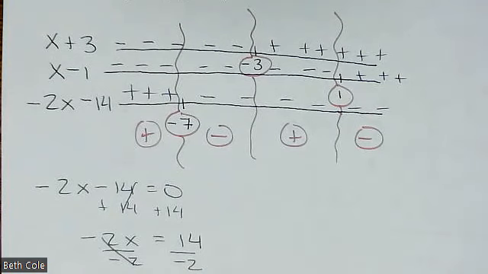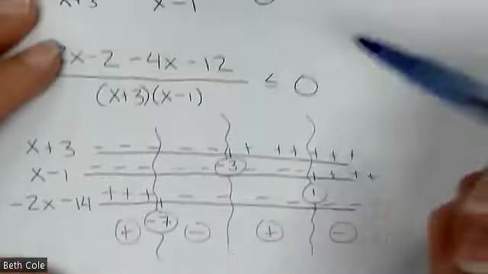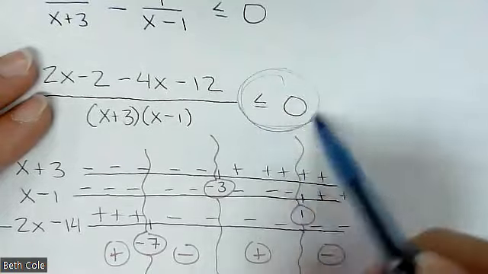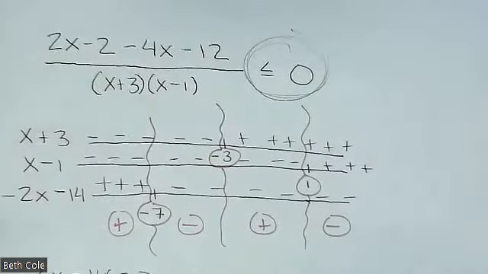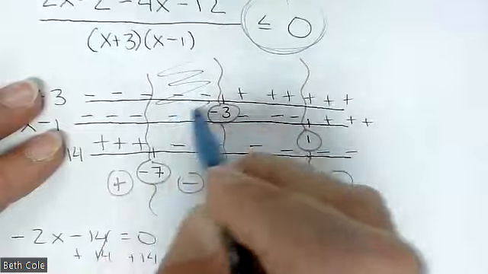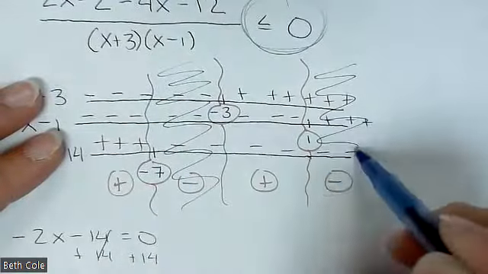And then I'm going to shade in the parts I want to keep. It's like shading in your number line. We want everything less than or equal to 0. So which sections do I want? Negatives. We want this one and we want this one.